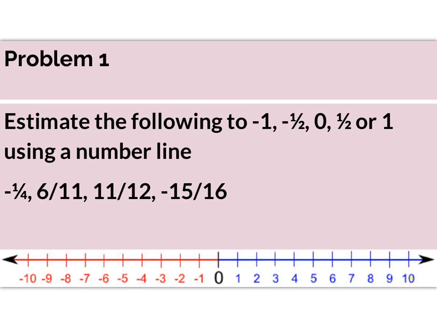Okay, so we're going to estimate using a number line. -1/4. 1/4 is close to 0, is negative. -1/4. 6/11 is roughly half, because 6 times 2 is 12. 6/11. 11/12 is closer to 1. And then -15/16 is close to -1. Okay, that's how we estimate where these numbers go on a number line.